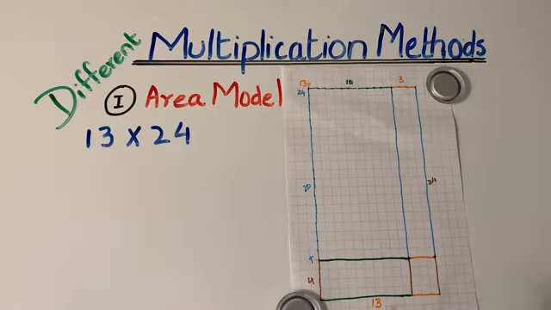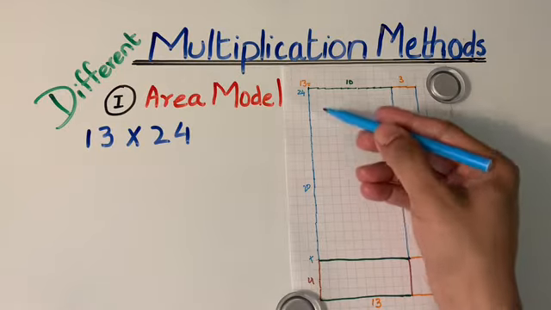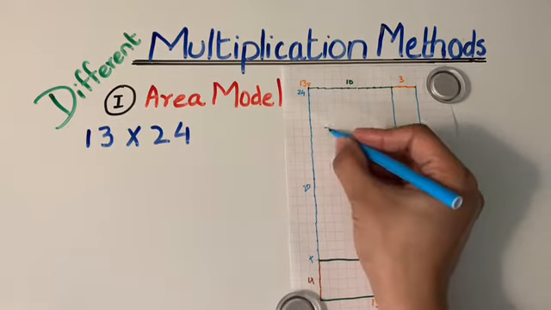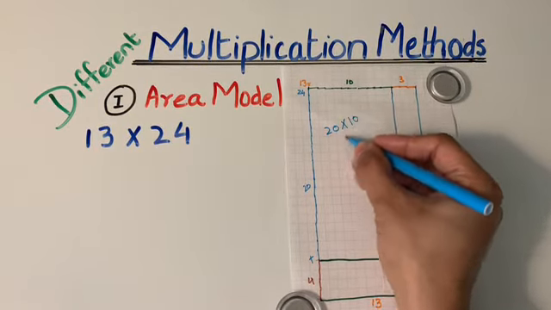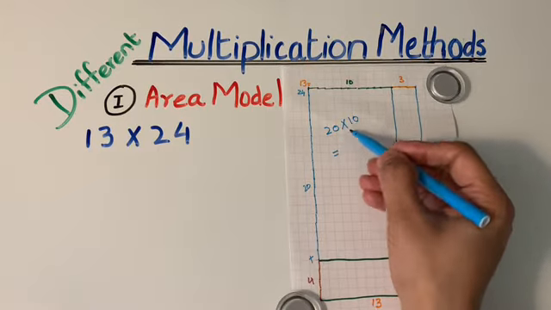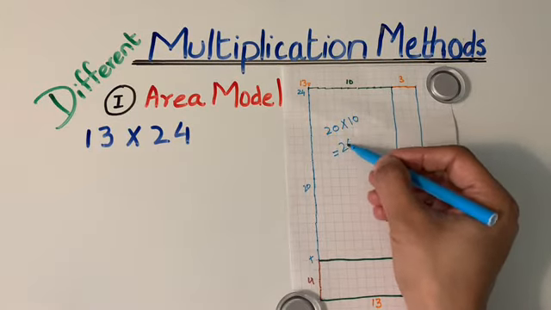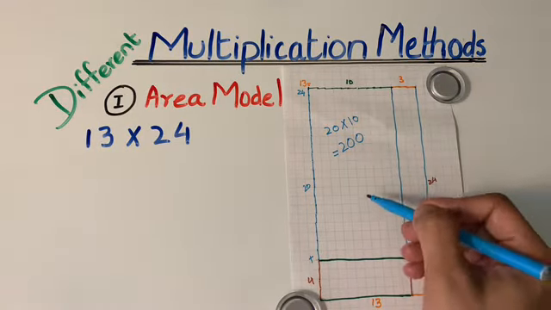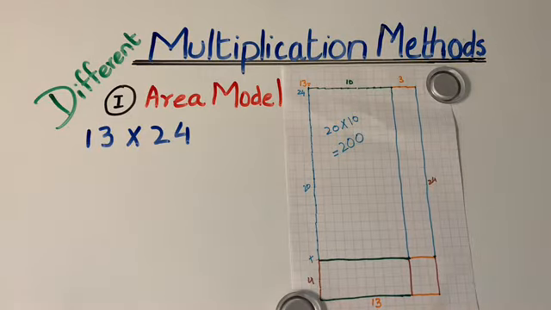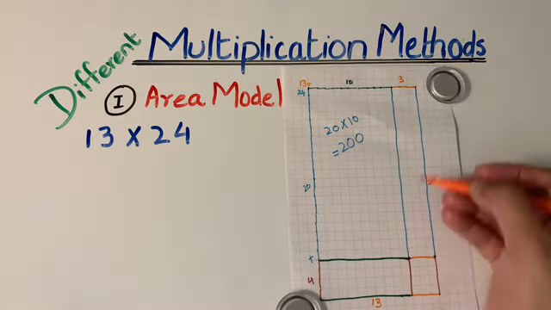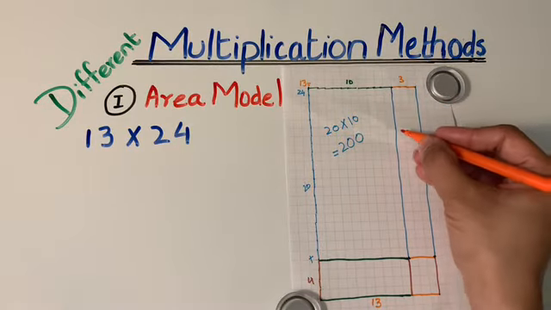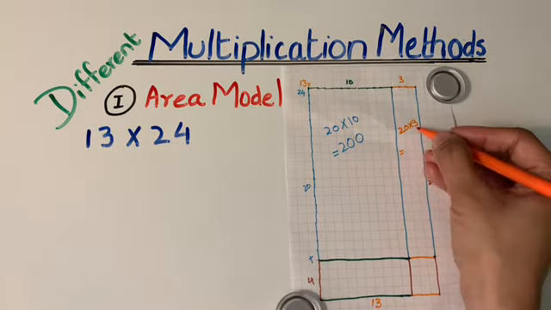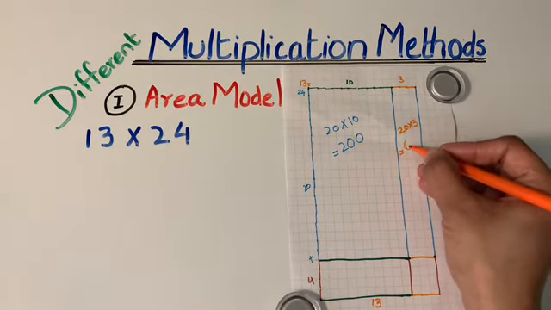First, think about this one. The area of this section is 20 times 10. So I'm going to write 20 times 10, which is equal to 2 times 1 is 2, and there will be 2 zeros, so 200 is the area of this section. Now move on to this one. Here we have 20 height and 3 is the width. So 20 times 3 is the area of the section, and that will be equal to 60.